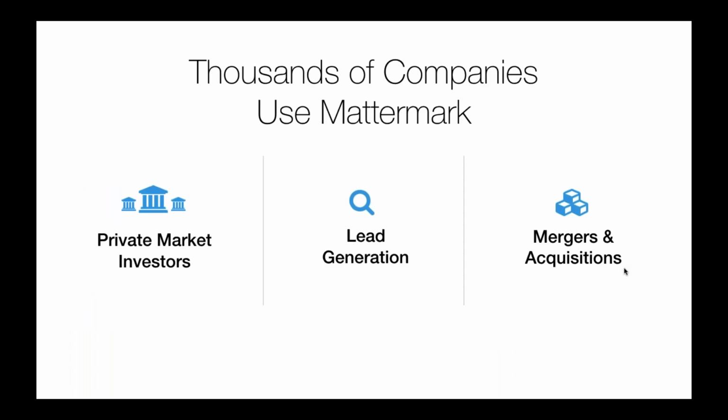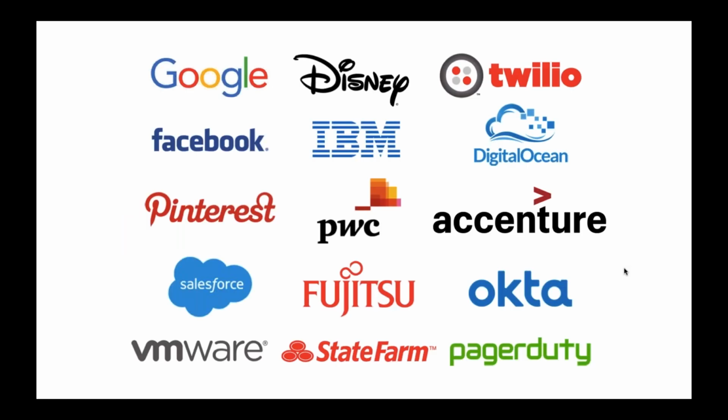The types of use cases that companies tend to utilize Mattermark for are, A, private market investors. This includes VC, growth equity and angel investing. But we also help many sales and marketing teams with lead generation. And then finally, corporate development teams like to use our data set to understand merger targets and partnership opportunities. This is a sample of just a few of the companies that are currently using Mattermark for sales and marketing purposes.